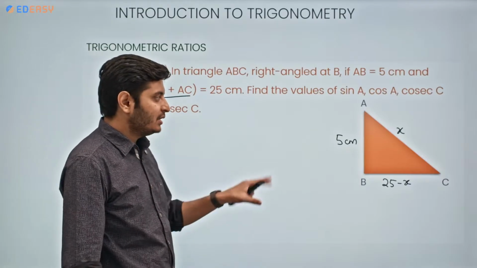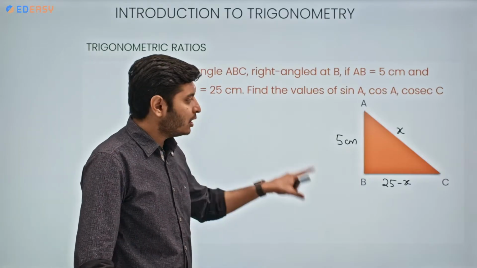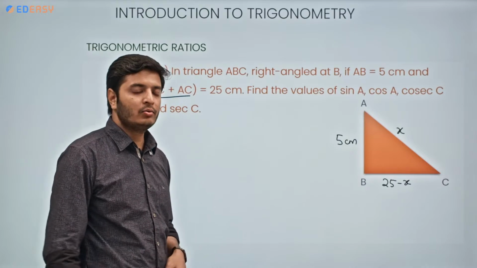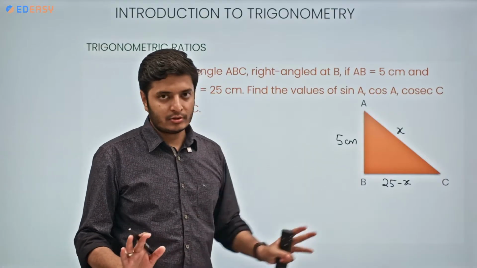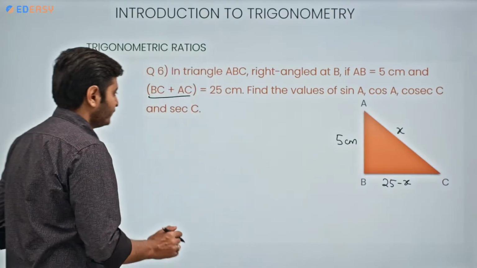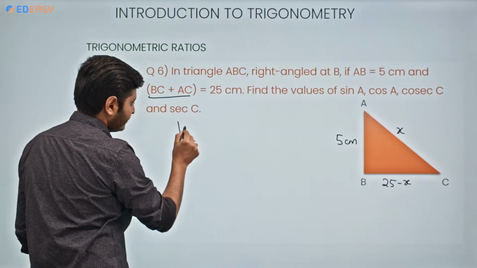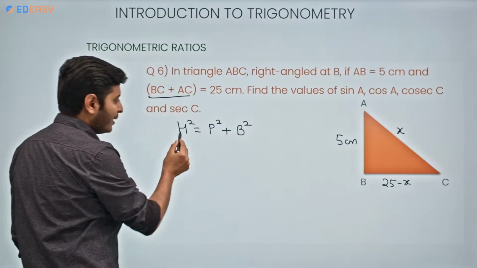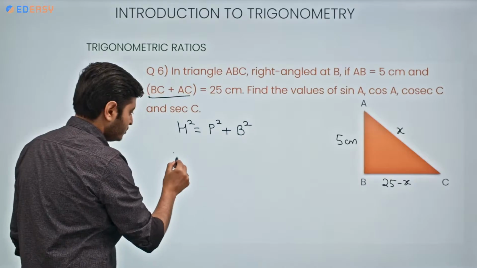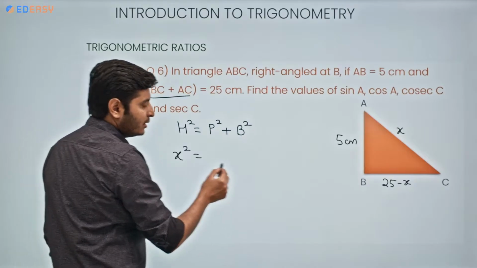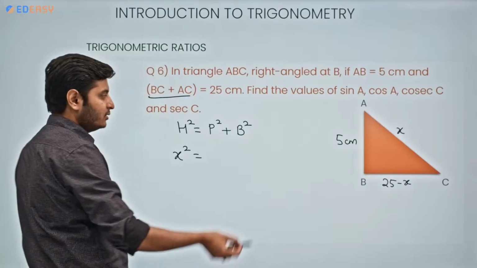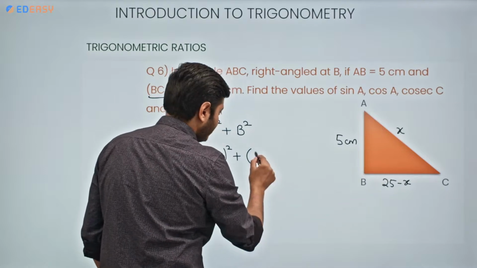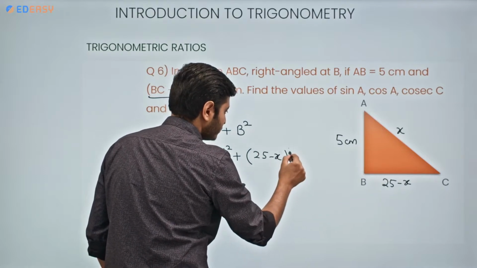Correct? But still, the problem is not solved because now we are having the length of the sides in terms of algebraic expression. What to do now? Apply the Pythagoras theorem. So, hypotenuse square is equals to P square plus B square. Hypotenuse is x. So, x square is equals to any side you can consider as P. So, I am going with 5. 5 square. So, base will become 25 minus x whole square.